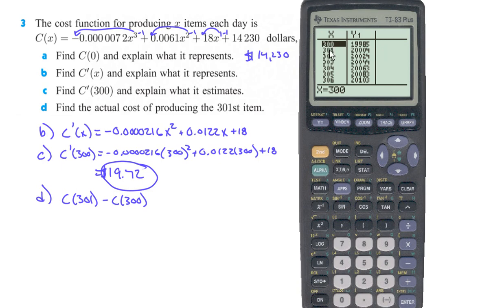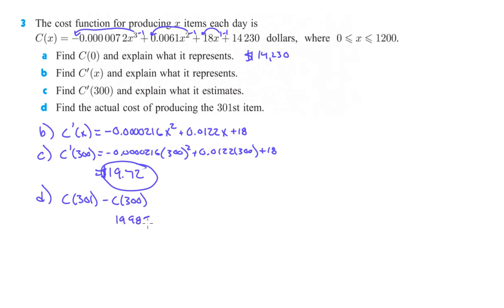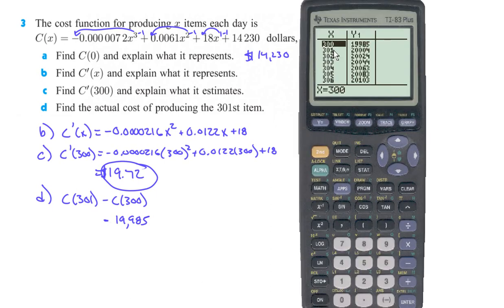Okay, so the cost of 300 is going to be $19,985, but that's to make 300 total items, right? And then the cost of making 301 items is $20,004.